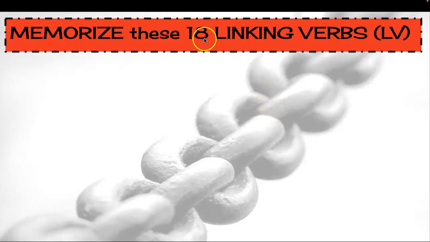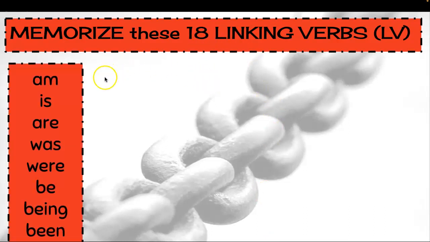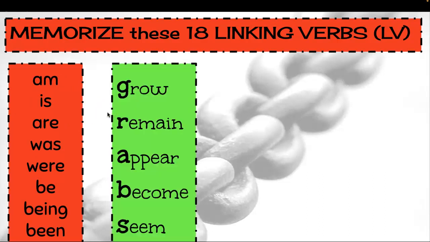There are only 18 of them, and you're just going to have to memorize them. So the first 8 are pretty easy, I want to say. Am, is, are, was, were, be, being, been. We just need to know them. We just need to know that when we see them, they're verbs. The other 5 go with this mnemonic I use, grabs. Grow, remain, appear, become, and seem. So you need to make sure that you have these written on your paper and make sure that you're spelling them correctly. Notice that appear has 2 P's. Okay, become and seem has 2 E's.